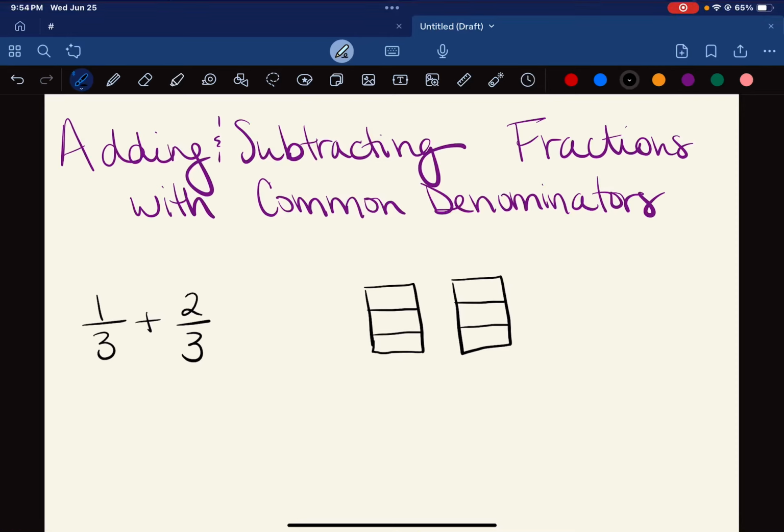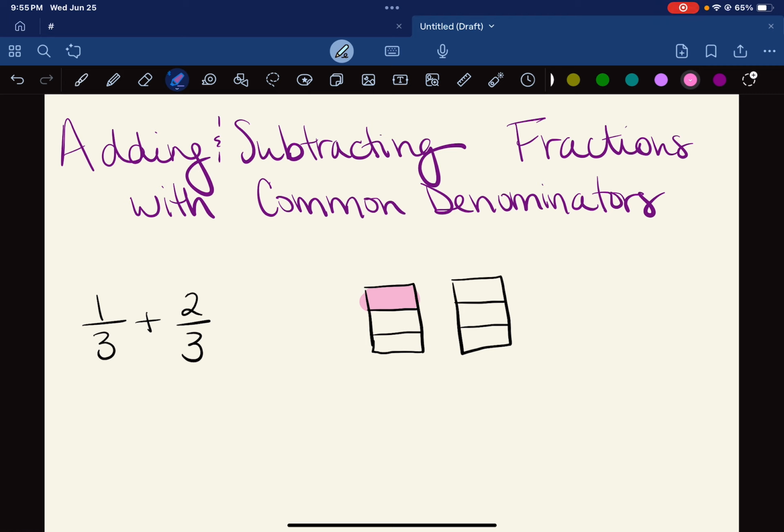If you want to add and subtract fractions with common denominators, let's look at that geometrically and then we will look at it arithmetically. So if I look at 1/3 plus 2/3, I see that both of my denominators are the number 3. So let's look at that graphically or geometrically. 1/3, so I've got this first figure and I'm going to shade 1/3 of it.